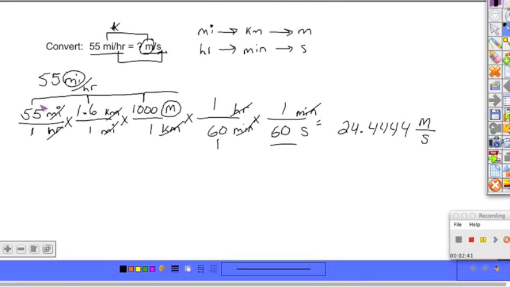Obeying the rules of significant figures, we have 55 miles per hour that we started with, so we're going to round this to 2 significant figures, knowing that conversion factors are considered exact values and do not limit our conversion.